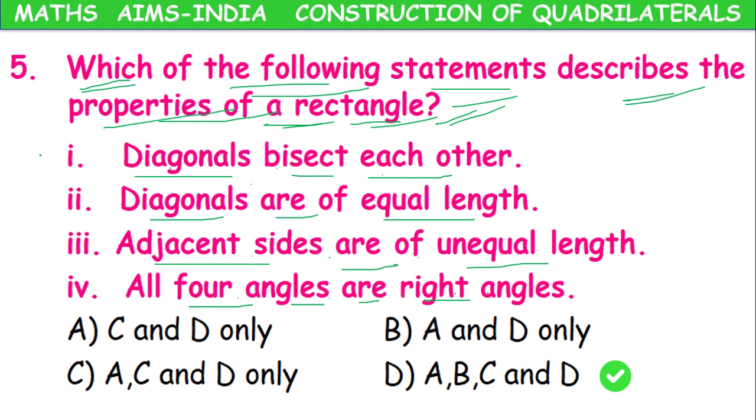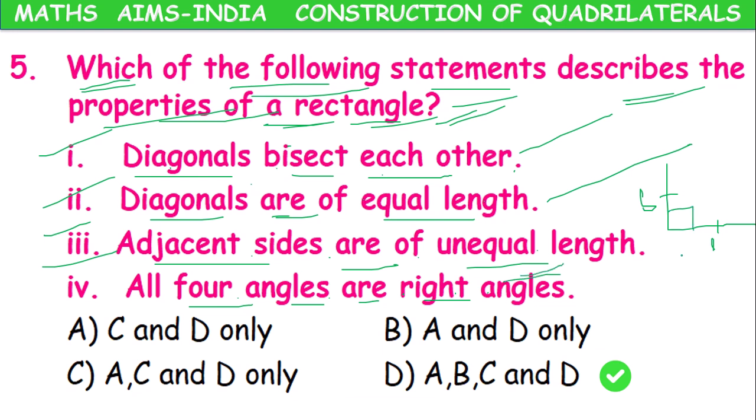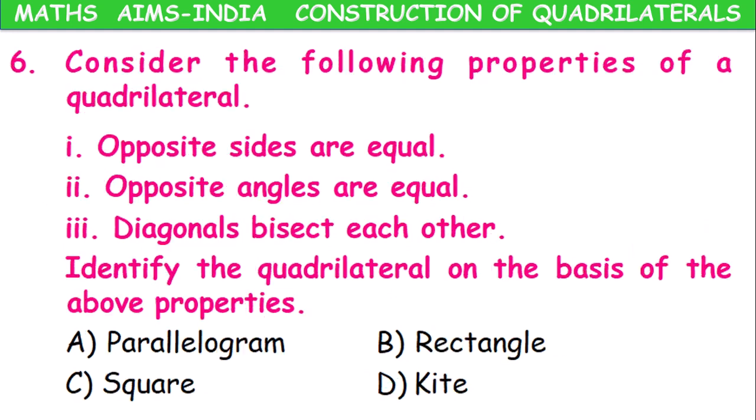So yes, all are correct, because diagonals bisect each other. Diagonals' length will be equal. Adjacent sides' length will be different, length and breadth will be different. Unequal length they will be having. All four angles are right angles. So answer option D, ABCD.